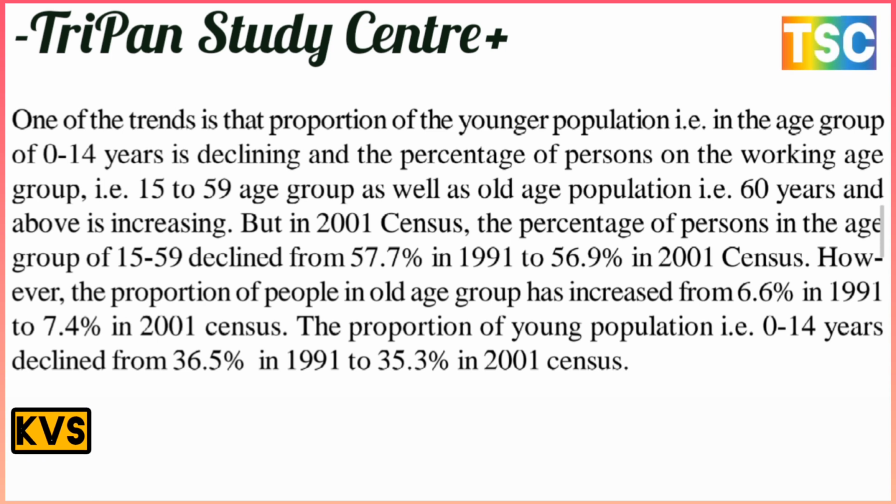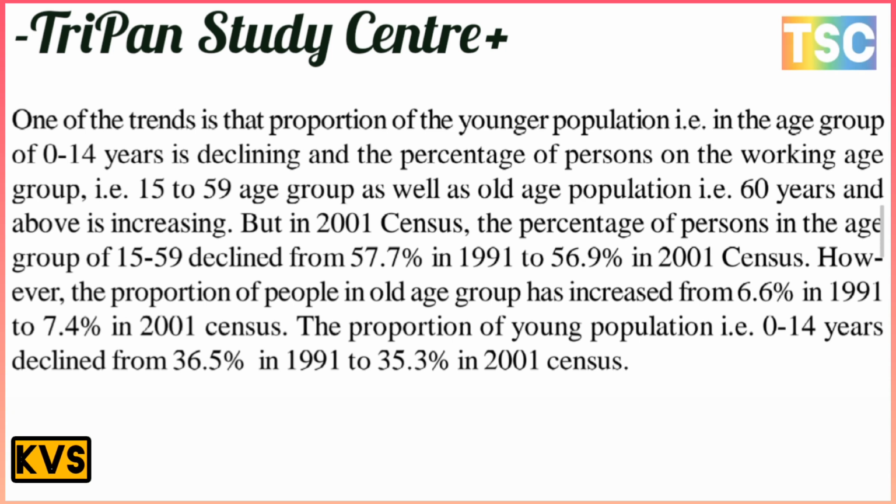However, the proportion of people in the 60 and above age group has increased from 6.6% in 1991 to 7.4% in the 2001 census. The proportion of the younger population aged 0 to 14 years declined from 36.6% in 1991 to 35.3% in the 2001 census. This is more important here. In the next table, there is the percentage distribution of total population by age and sex in 2001.